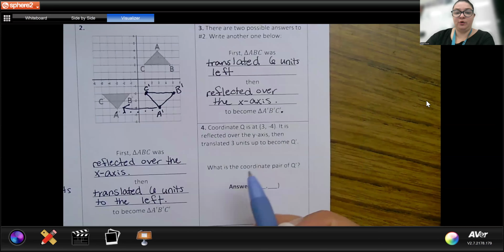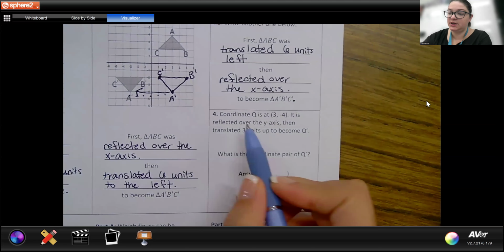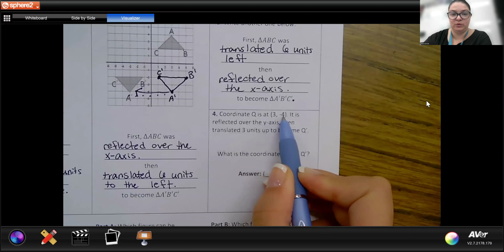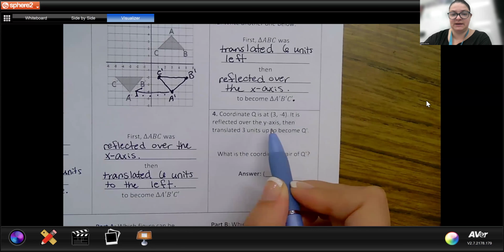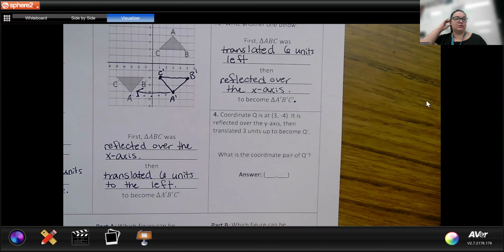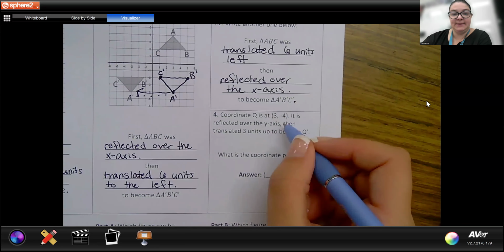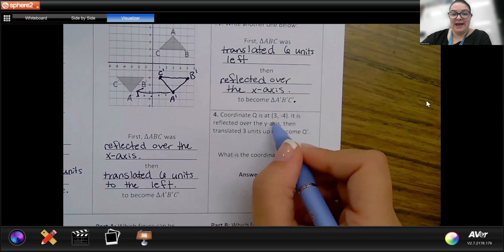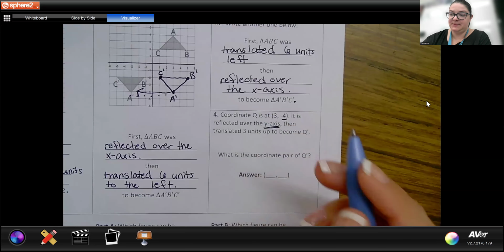Okay, so 4 is kind of tricky, but it's a really good one to get you thinking. It says coordinate Q is at 3, -4. It is reflected over the y-axis, then translated 3 units up to become Q prime. What is the coordinate of Q? So this is not giving you the graph, but you want to think about what the transformations do to the points. Like I said in the video on Monday, when reflecting over the y-axis, the y-coordinate stays the same, the x-coordinate becomes its opposite.